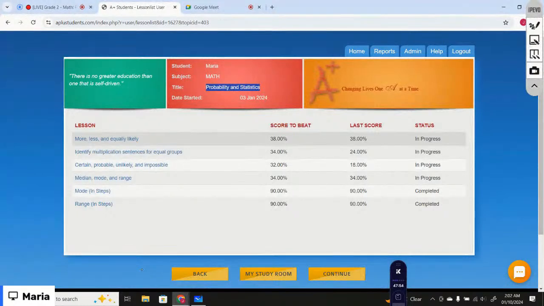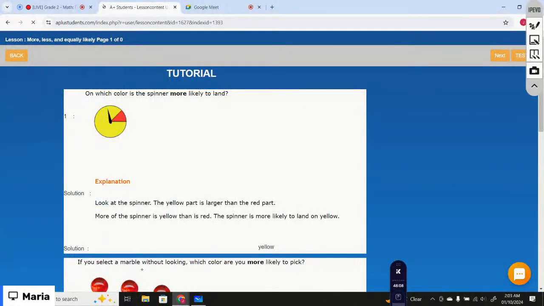Okay, here I'm on the chapter probability and statistics. Let's just start with the first lesson, that is more, less, and equally likely. Let's just start with the first example. On which color is the spinner more likely to land?